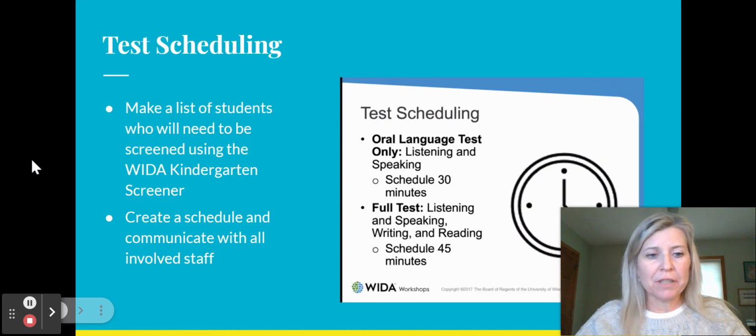A testing schedule needs to be developed once you identify the students. Make a list of the students who need to be screened, and then schedule and communicate with all involved staff. Schedule 30 minutes per student. The oral language assessment with listening and speaking should take at most 30 minutes. If you are giving the listening, speaking, writing, and reading in the future, schedule at least 45 minutes.